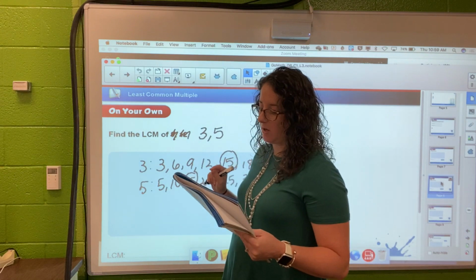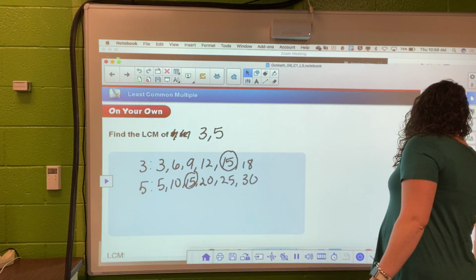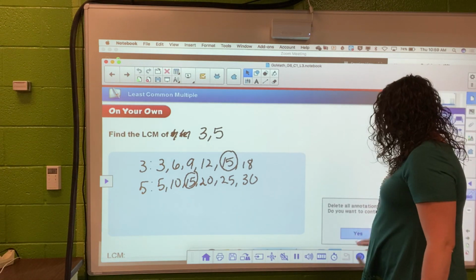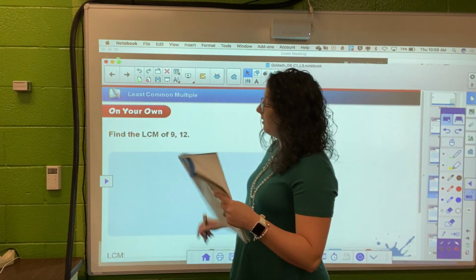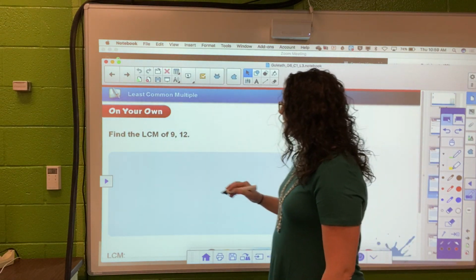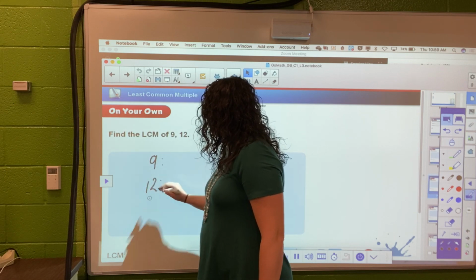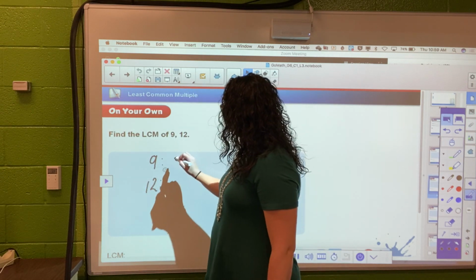So I'm actually going to do another one that you can't just multiply together. How about we do number 7? Let's do number 7. So number 7 is 9 and 12. So we're going to find the least common multiple of 9 and 12. So we have 9 and we have 12. Listing out the multiples of 9.